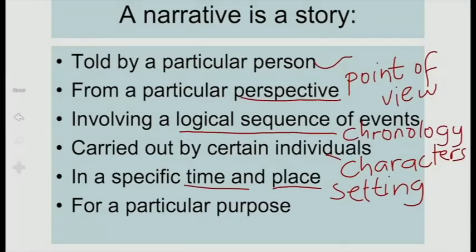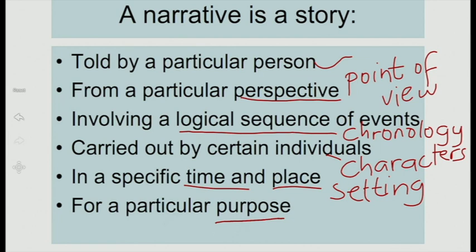And then again, finally, we said that for a narrative, there will always be a purpose for you to tell that particular story. That purpose could be to entertain, to educate, maybe to inform, and we also mentioned that it may be to create fear. So make sure that whenever you write that narrative, you achieve that particular purpose.